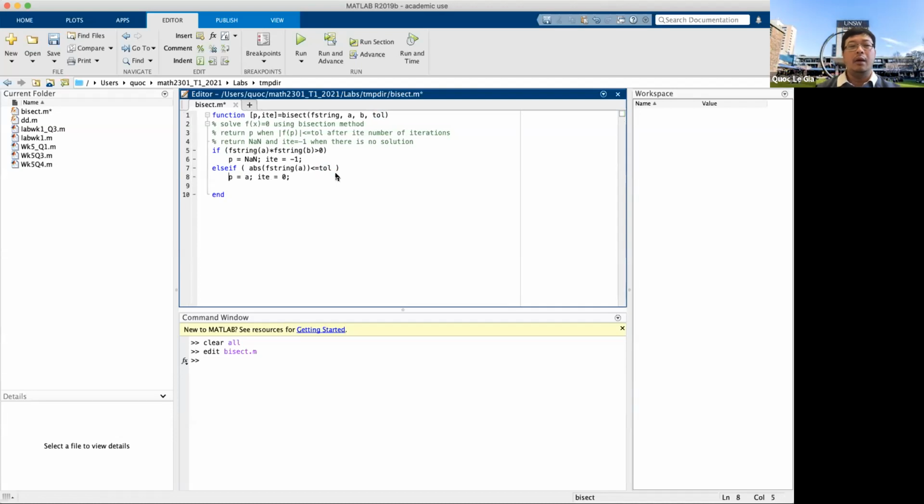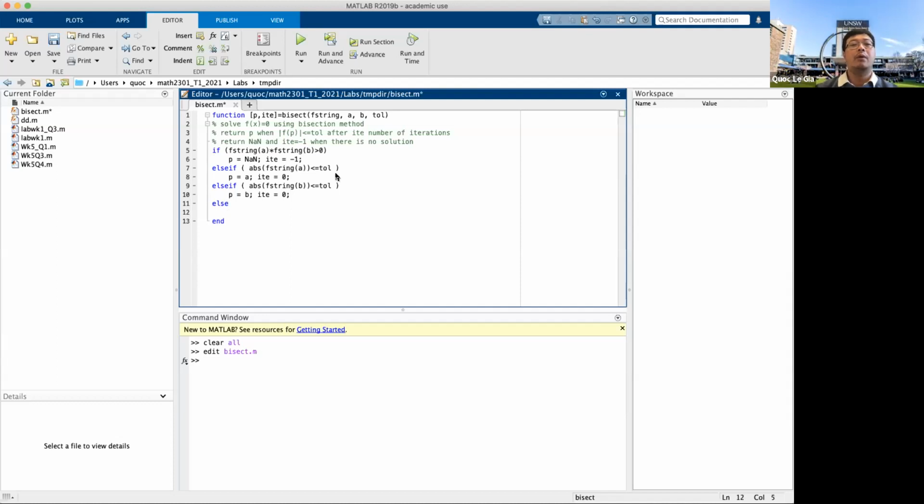And you can check the same for whether the other end is a solution already or not. So if the absolute value of f(b) is less than or equal to the tolerance, then we just quit. We say that the solution is b. We don't have to do anything. Iteration equals 0. Okay, so now we have checked the conditions already.